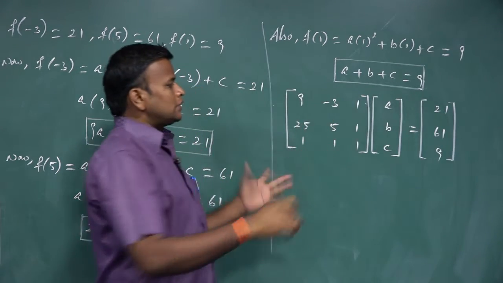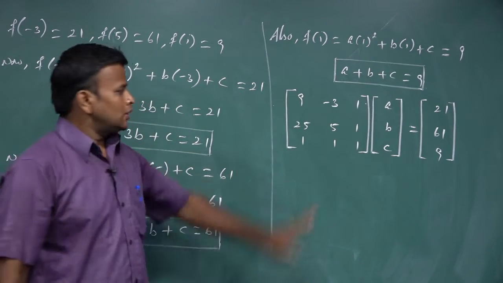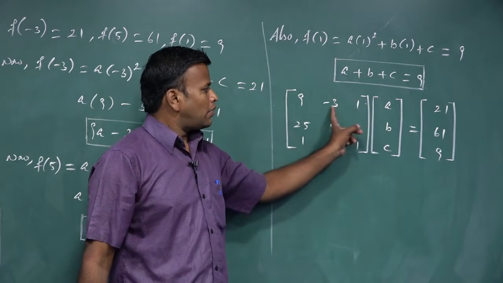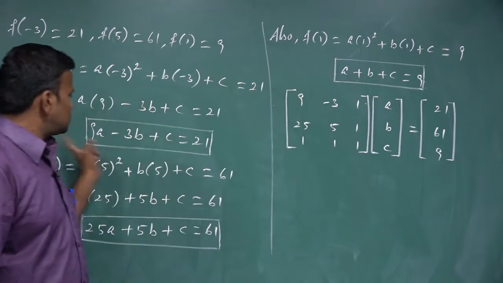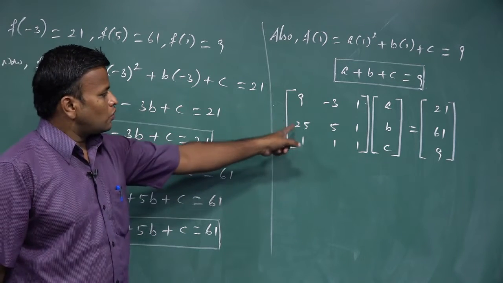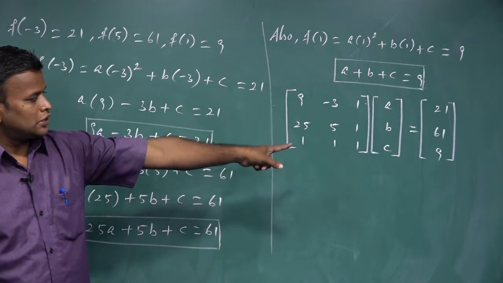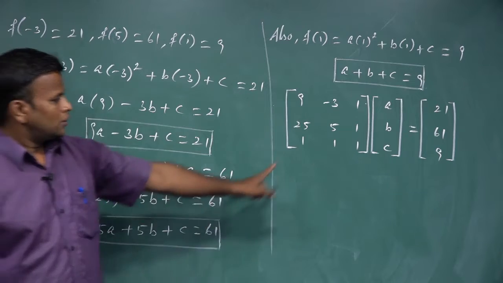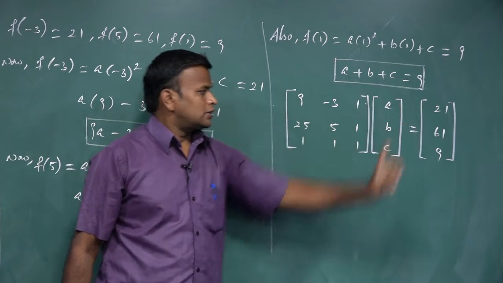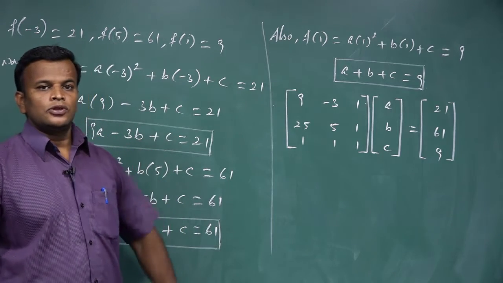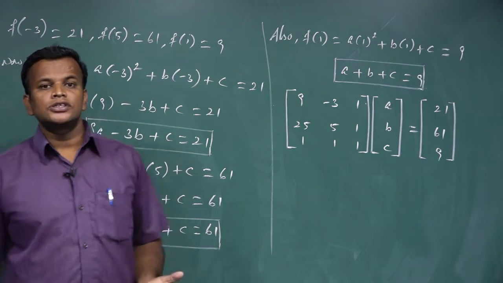Now we expand, we get the 3 equations. You know the matrix multiplication. 9a minus 3b plus c is equal to 21. So it is the first equation. 25a plus 5b plus c is equal to 61, second. a plus b plus c is equal to 9, third equation.